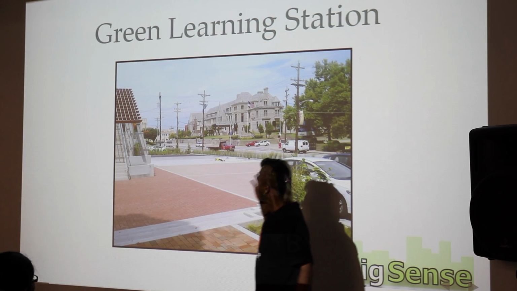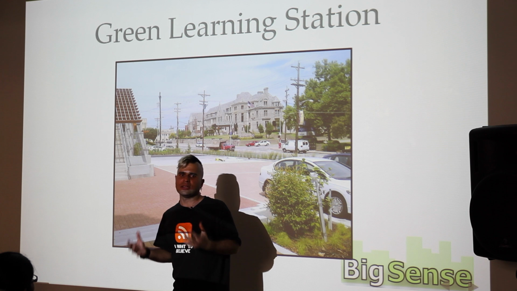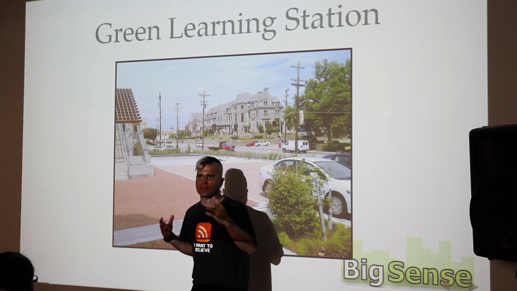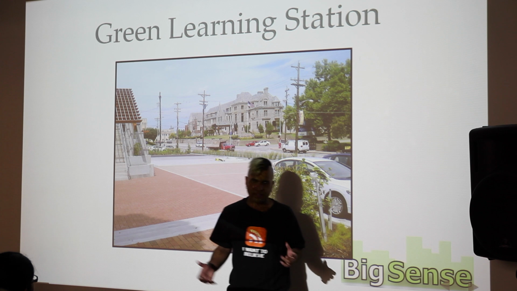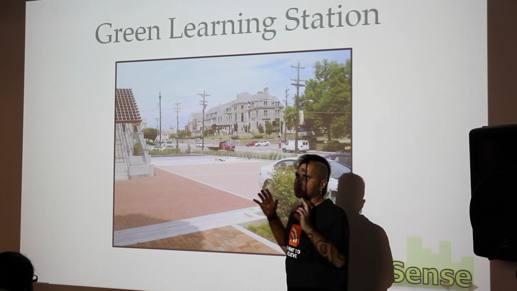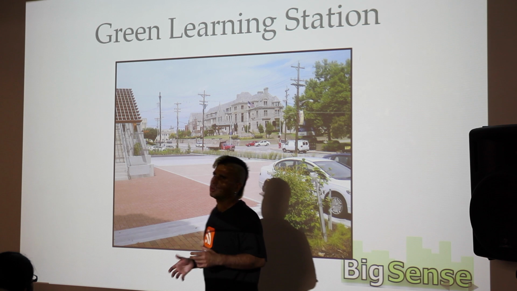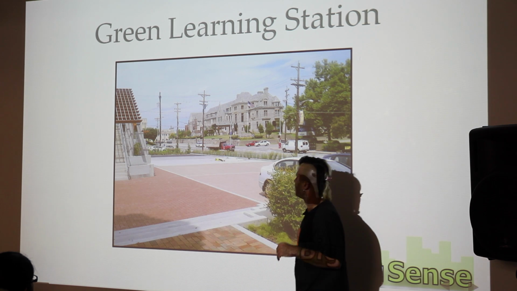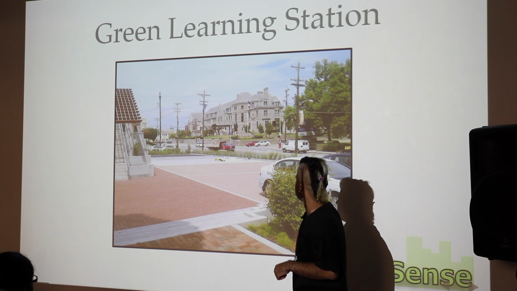So this is the Green Learning Station. So the city needed to deal with this. And ripping out tons of sewage systems that's already laid down is not going to be practical, especially for a city that's already running out of money. So the Green Learning Station was this idea to test permeable pavers. So one thing you can do is just reduce the amount of stormwater that gets into these systems, that gets into your drains, into your sewer systems.